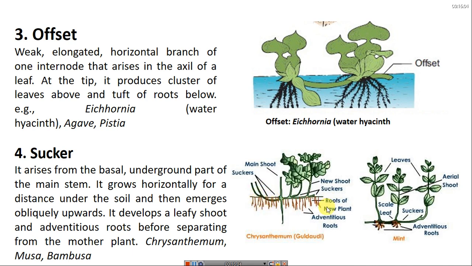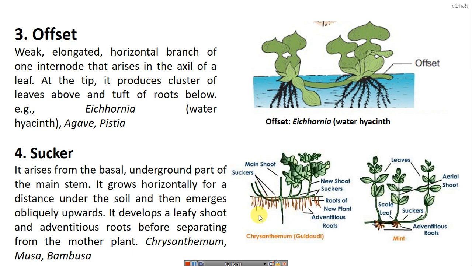see, these roots are coming out of the stolon and it develops a leafy shoot. See, shoots are coming out here also, in the case of mint. So what is a sucker? The stem that grows underground for a while and then comes out and bears leaves and roots below. It may separate from the mother plant, giving rise to a new plant. So it also helps in vegetative propagation.